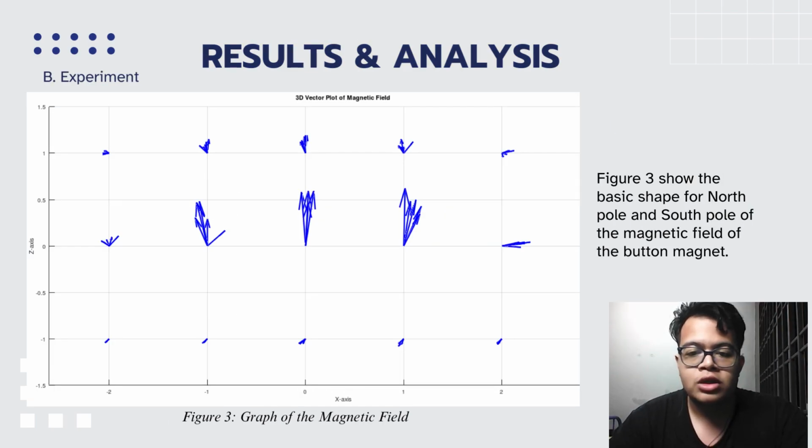This graph shows the basic shape of the north pole and the south pole of the magnetic field of the button magnet. We can see from the graph that the arrows of the upper level point toward the north, while the lower level points toward the south. So it's basically similar to the theoretical magnetic field of a magnet.